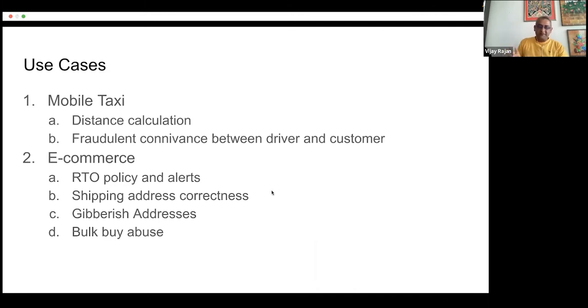So I'm going to talk about 6 use cases. It's really hard to capture 6 use cases in 1 hour because there is a whole background of the problem that needs to be explained. But I'll try my best.